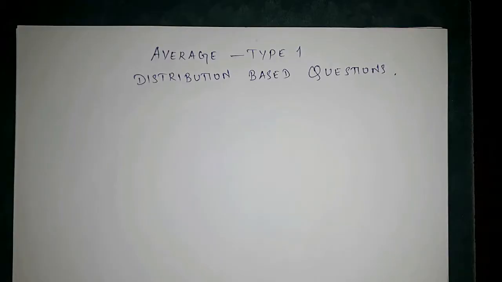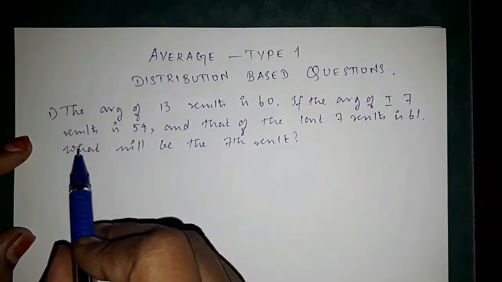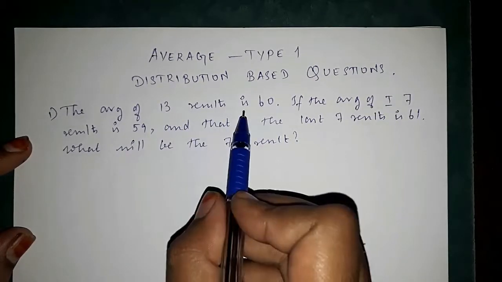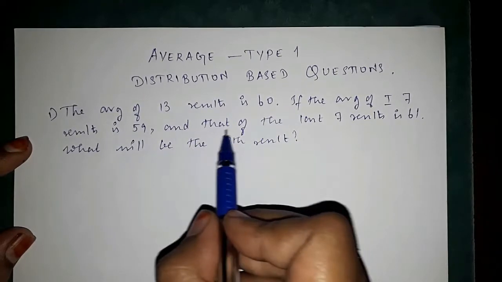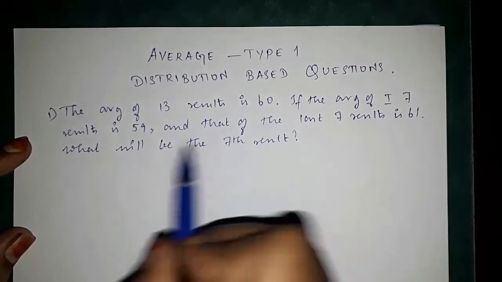In this session, we are going to understand the distribution-based questions of average and how to do them in the normal method and using the equal distribution method. The average of 13 results is 60. If the average of the first 7 results is 59 and that of the last 7 results is 61, what will be the 7th result?